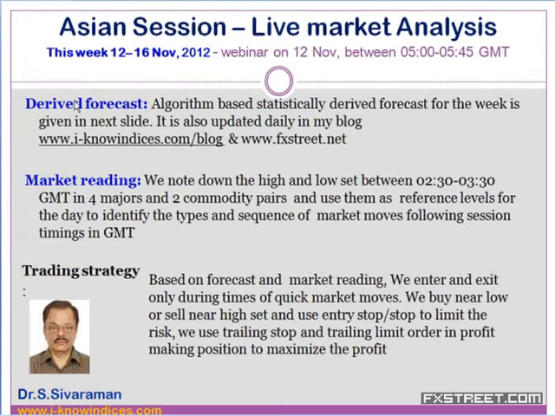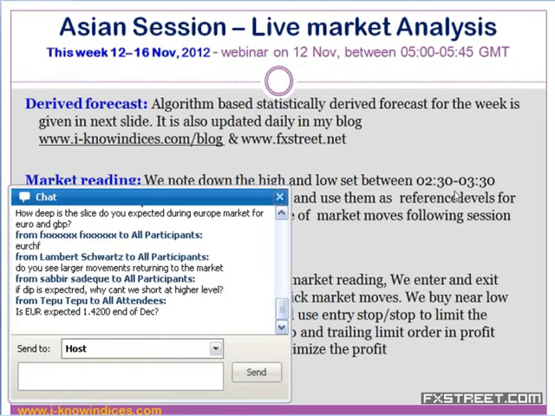Now basically, the forecast is derived based on a statistical algorithm and fine-tuned using the market reading. So the expected market moves, I am posting it on a daily basis, on inoindices.com/blog and also fxtrade.net. You can just go through that and try to use as a reference for your market study. Then you can also do the market reading following my technique, because this is what the players do.